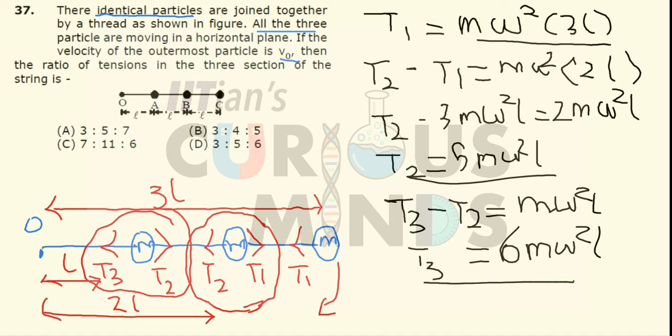So T1 is equal to 3m omega square L, T2 is equal to 5m omega square L, and T3 will be equal to 6m omega square L. So the ratio will be equal to 3:5:6, which is option number D over here.